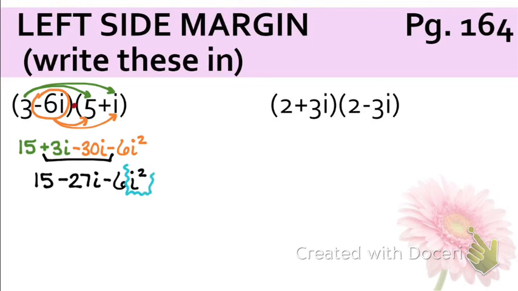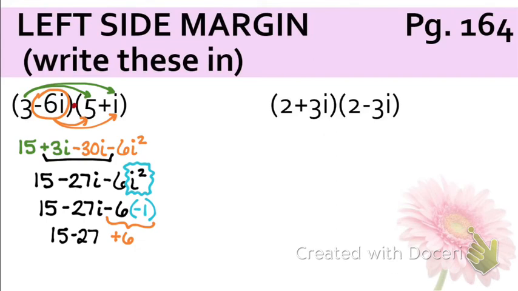i is the imaginary number, but i squared is special. Does anybody remember from yesterday what i squared is equal to? Super close. What'd you say? She said 1. Oh, negative 1. i squared is equal to negative 1. So whenever I see an i squared show up, I am going to replace it with a negative 1. What's negative 6 times negative 1? Positive 6.